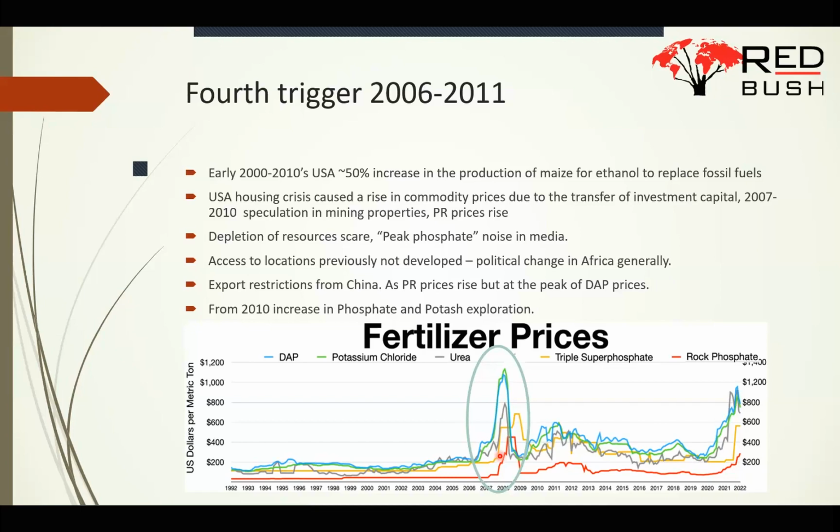There's some political change in Africa generally that makes it a lot safer to just work in certain places that we couldn't get into, say, 15 or 20 years ago.